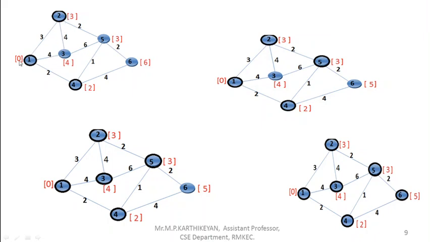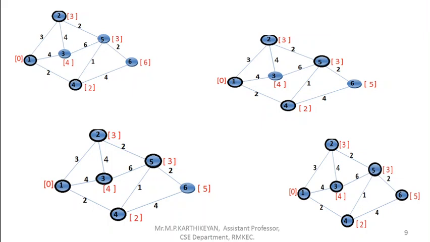So the distance covered will be 3 plus 4, which is 7, which is greater than the current value. So you can skip this step. No need to update the value. We have to update the value only if there is a shorter value available than the existing value. Okay, so now I'm going to the next step.